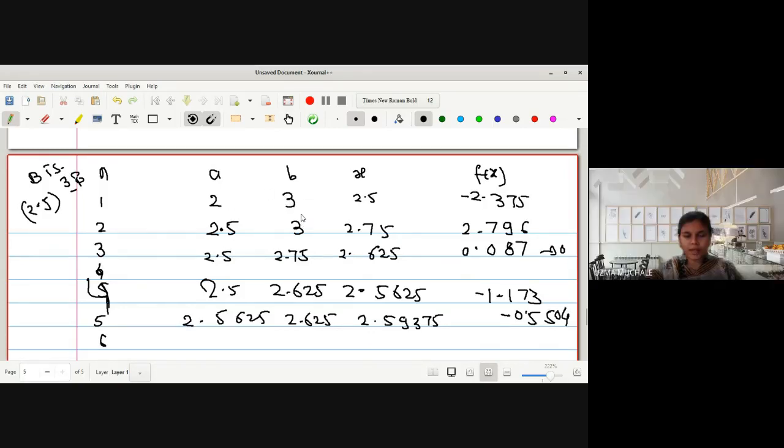5 divided by 2, which is 2.5. Okay. Now what is f of 2.5? We have to write it down here. What is the next step? What is our aim, to find out the root? We have to now check the condition of f of a0 into f of x1.